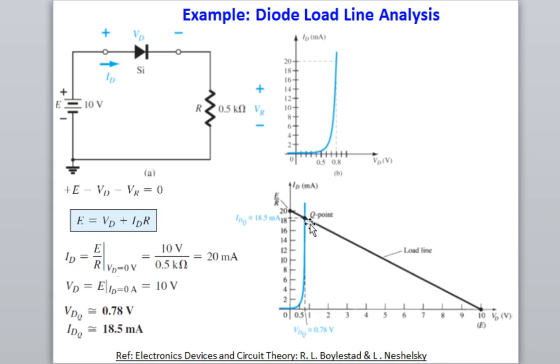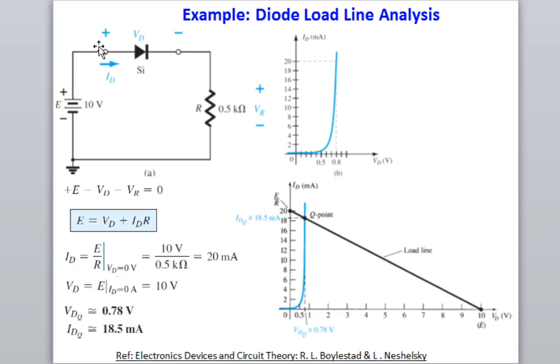If you project this point on the x-axis and y-axis, you will see that the projection on the y-axis is 18.5, and the projection on the x-axis is about 0.78 volt. That means this gives the Q point of your diode. So currently the voltage across the diode is 0.78 volt, and the current across this diode is 18.5 milliampere.